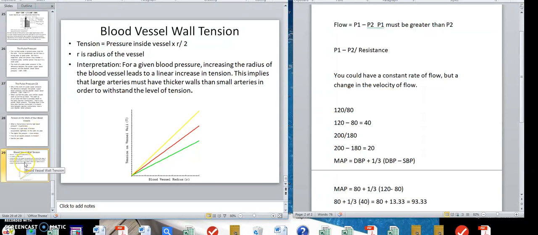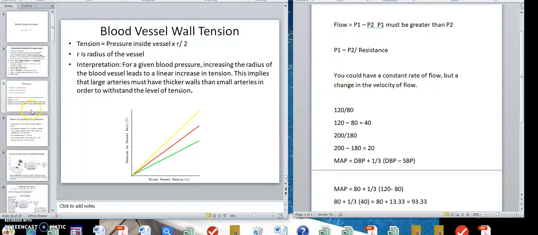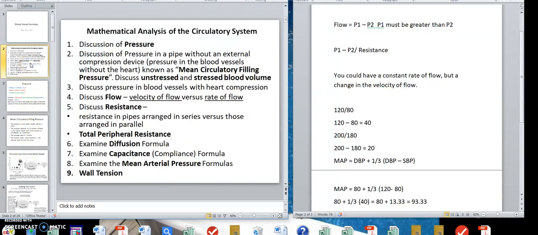So, we have talked about a whole plethora of things here, going back to explain wall tension, mean arterial pressure, capacitance, pulse pressure, a whole bunch of stuff. So these videos here on the formulas, keep going back and forward to them as you study the blood vessels. Keep going back and forward to them. And I think it will help significantly.